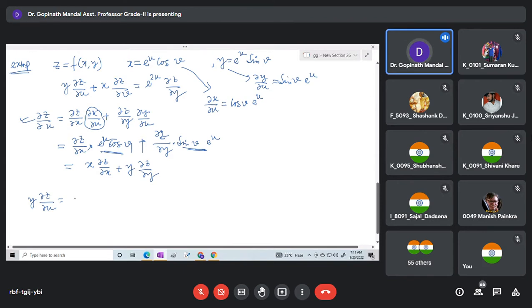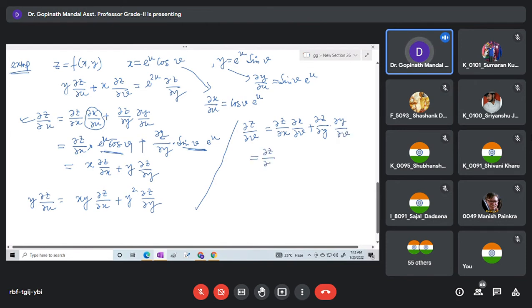So y into ∂z/∂u, just multiply by y, so this is xy ∂z/∂x plus y² ∂z/∂y. Now we have to find the second part. Second part is first find ∂z/∂v. So z is a function of x and y, so ∂z/∂v is ∂z/∂x ∂x/∂v plus ∂z/∂y ∂y/∂v.